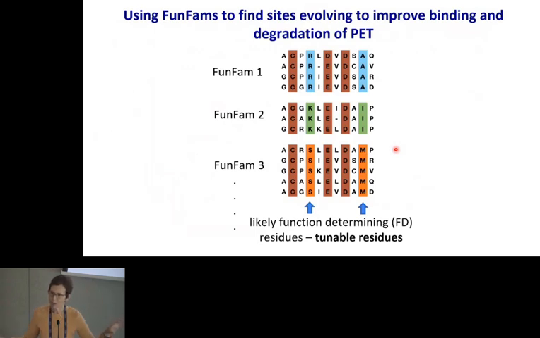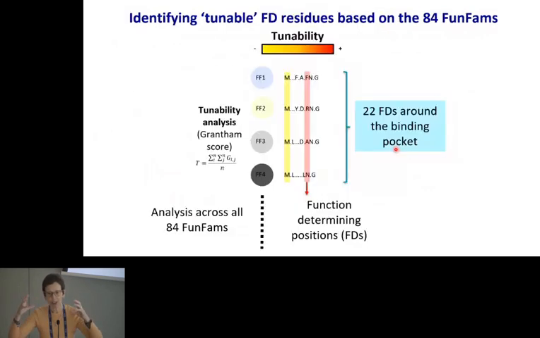So each functional family represents a new way of evolving to bind plastic, a new way of doing chemistry to degrade plastic. And so we wanted to compare across all these different ways of degrading plastic. Could we find what are the key residues that are changing? Because each of them will have some different residues in key positions. And so we could use our FunFam strategy. We found actually 22 residues in the binding pocket that look really key.